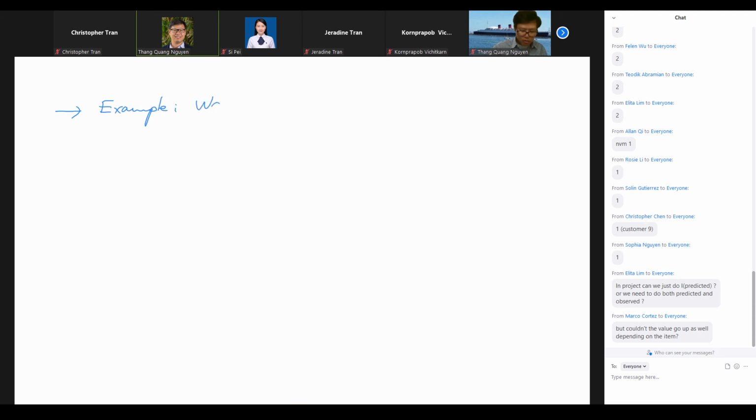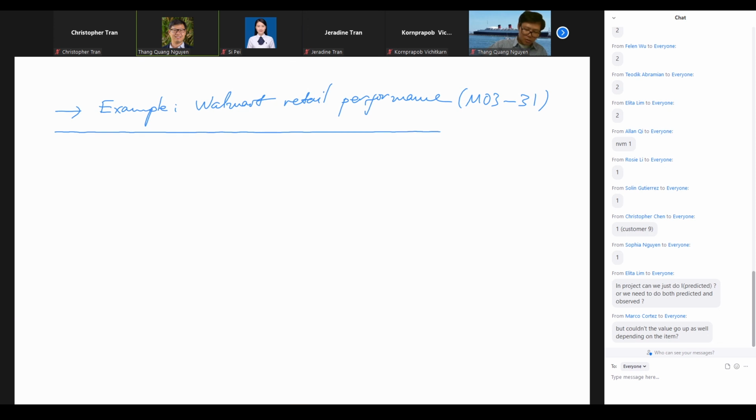Example, Walmart retail performance. This is module 3, slide 31. What we are doing next is very similar to question 21 in your homework. Okay, in that question, I ask you to go through a table. So let me draw a table here to mimic what you would need to do for that question 21.